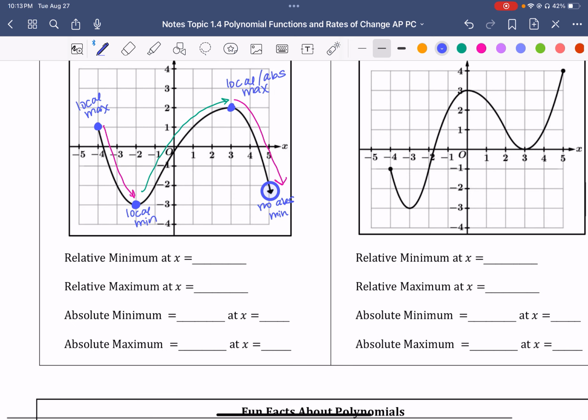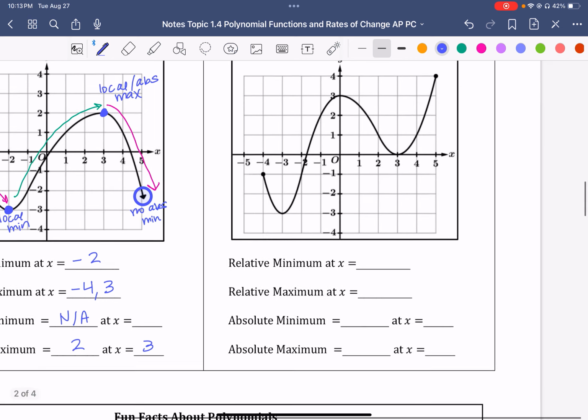So the relative minimum occurred at x equals -2. We had two maximums, one at -4 and one at 3. There was no absolute minimum because it went down to infinity. And then the absolute maximum occurred when y was 2 and x was 3. Okay, let's do another one.